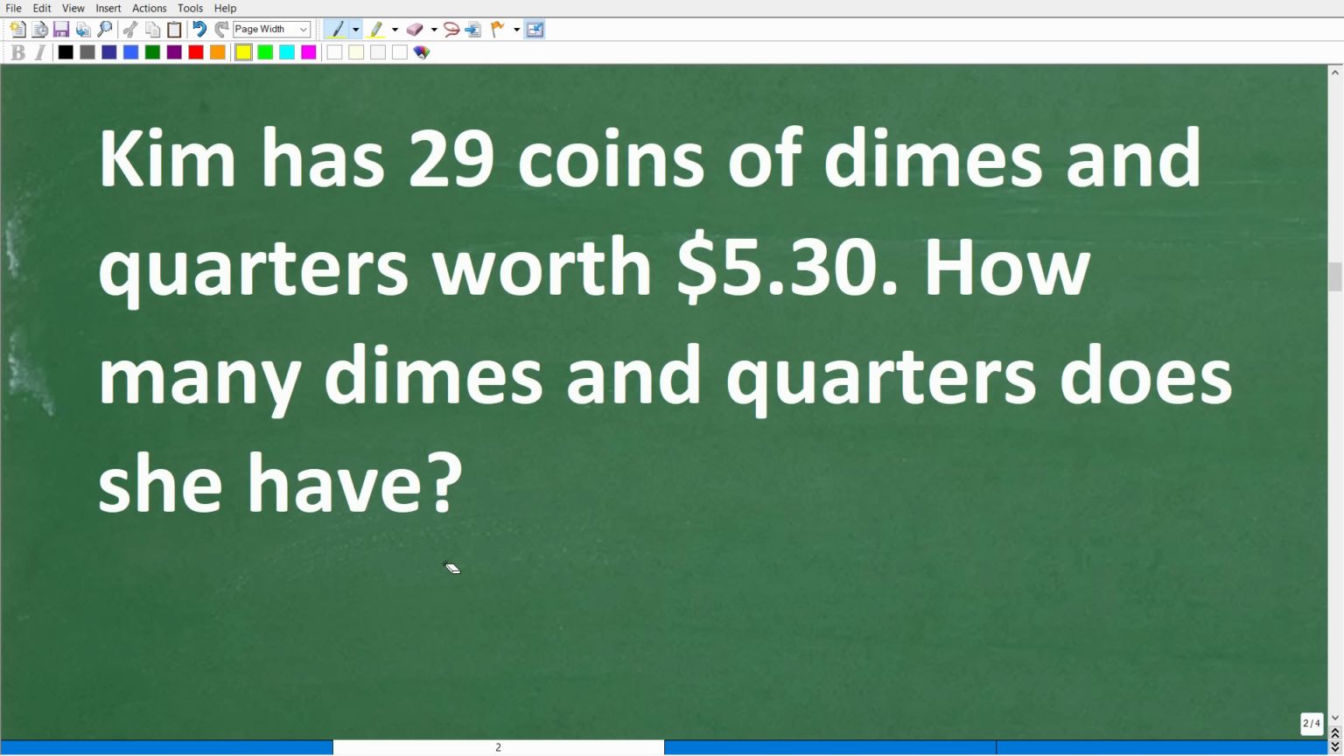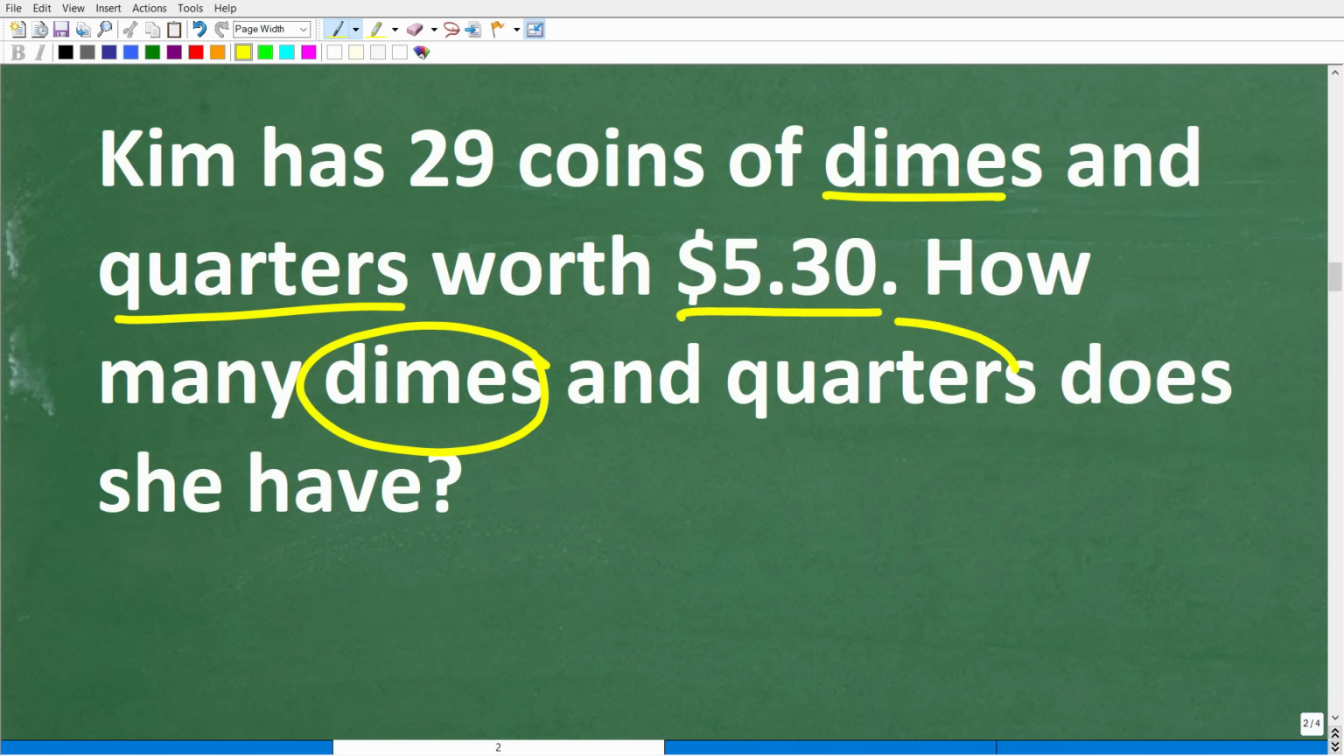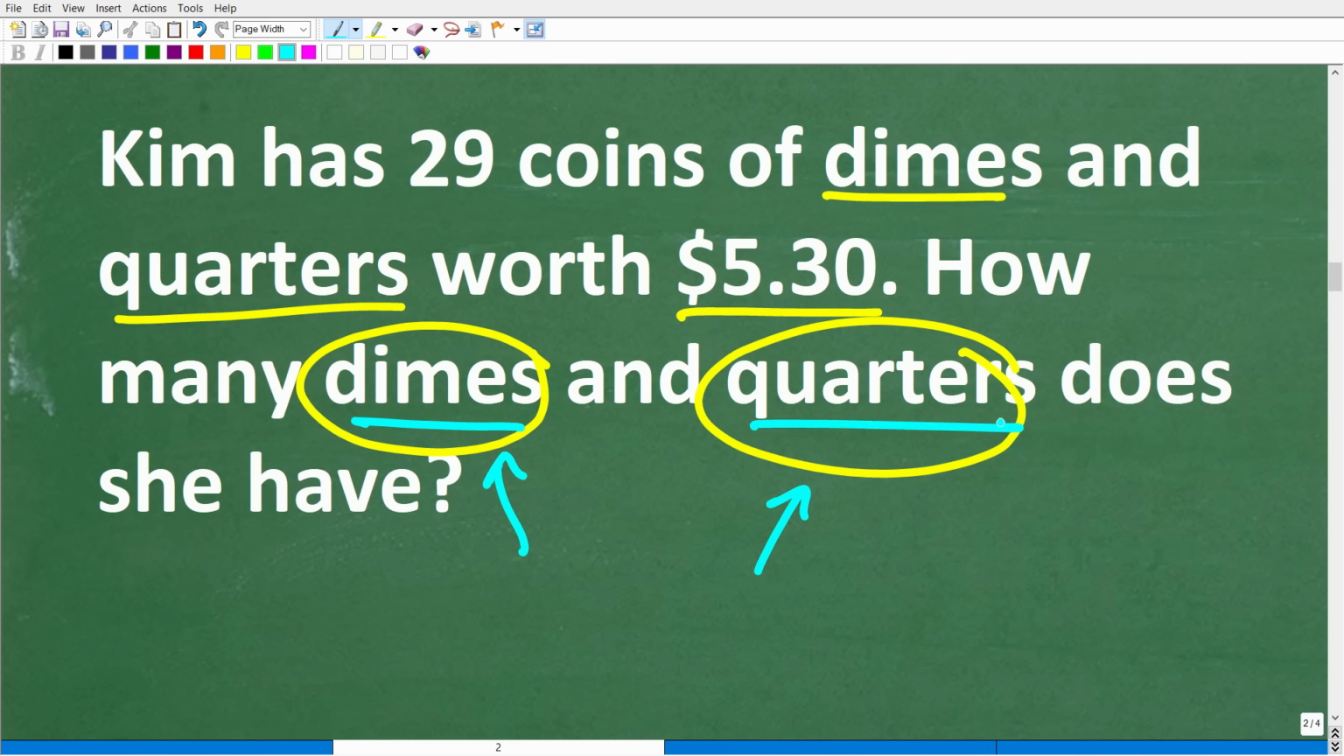Kim has 29 coins of dimes and quarters worth this amount. How many dimes and quarters does she have? So what are we looking for here? We're looking for the number of dimes and the number of quarters. How many unknown values are in this question? In other words, how many things are we looking for to solve the problem? Well, we're looking for 2 different things: the number of dimes and the number of quarters.